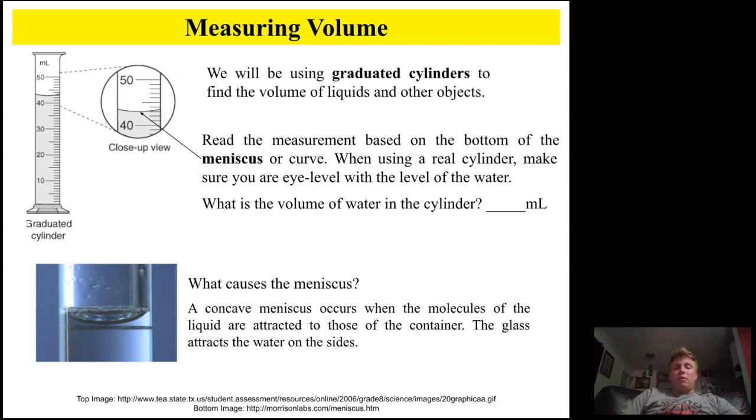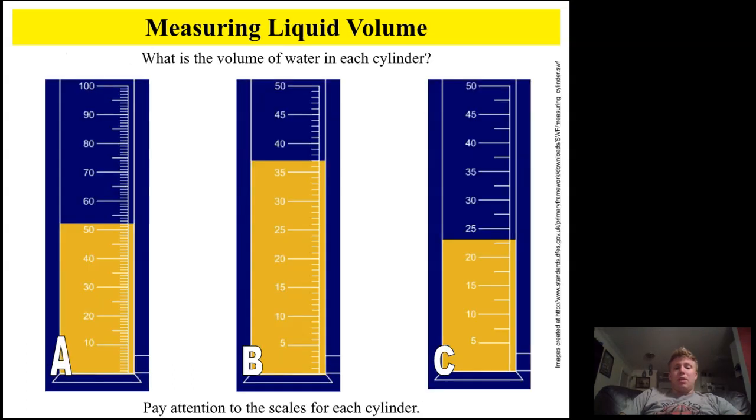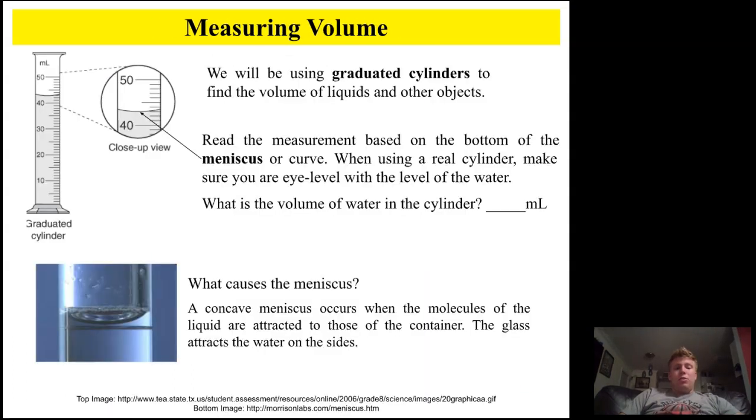What is the water volume of this particular cylinder directly to the left? If you said 43 milliliters, then you would be correct. What causes a meniscus curve, though? A meniscus curve is caused because the molecules of the liquid or the water are attracted to those of the container. The glass literally attracts the water to the sides and it causes this curve.